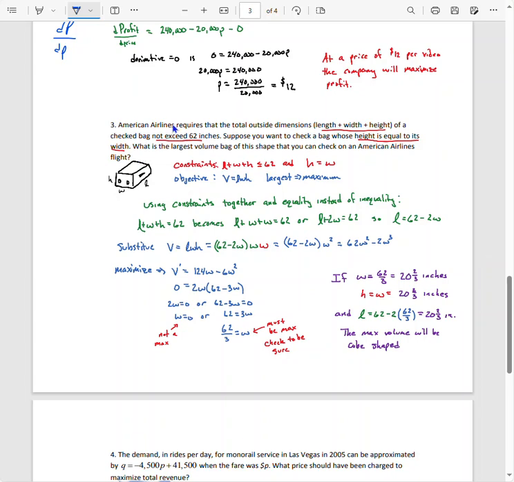American Airlines requires the total outside dimensions, length plus width plus height, of a checked bag not to exceed 62 inches. Suppose you want to check a bag whose height is equal to its width. What is the largest volume bag of this shape that you could check on an American Airlines flight?